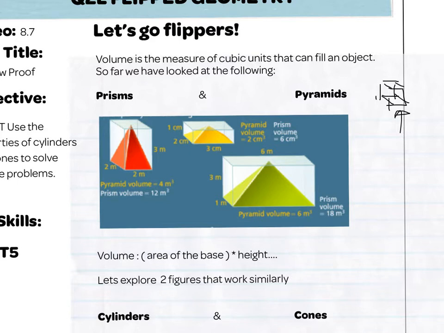We've looked at prisms, which you can see here. Here's a prism. I'm outlining it here. It's the white glass structure. Here's another prism. Here's another prism. And we've also looked at pyramids. And you can see there's a pyramid, there's a pyramid, there's a pyramid.